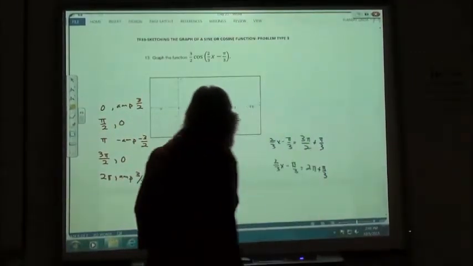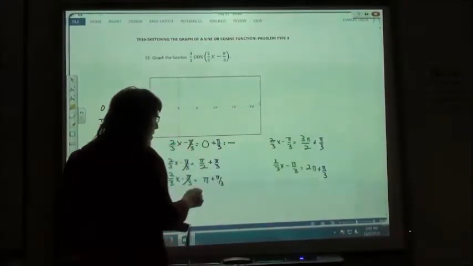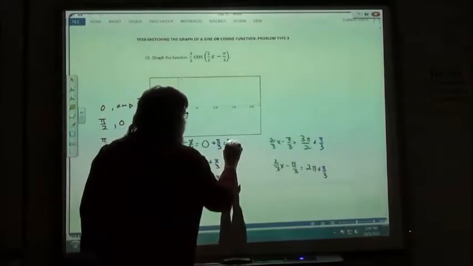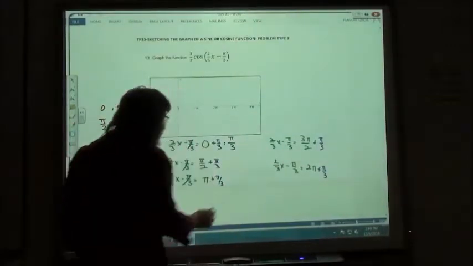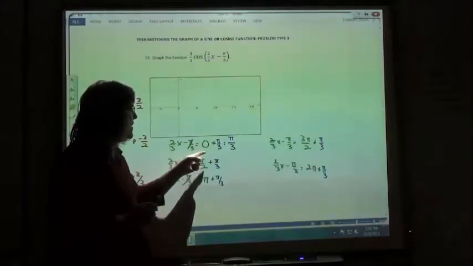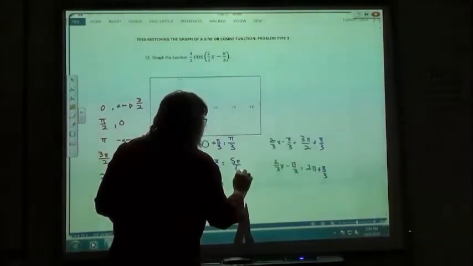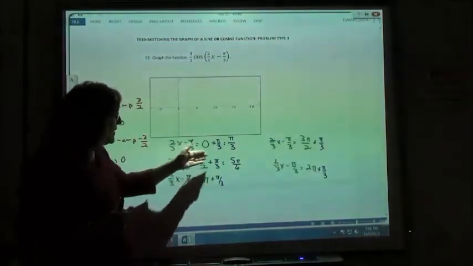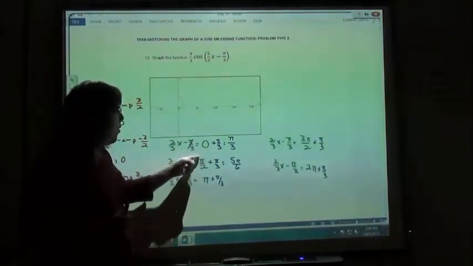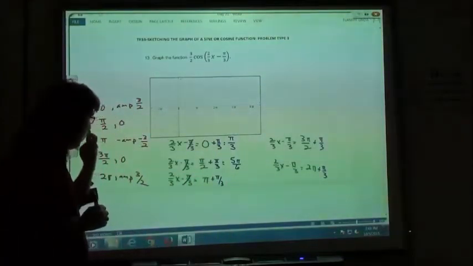Since I don't have a whole lot of writing room, I'm not going to do all of it on the board, but 0 plus pi over 3 is pi over 3. Here, I'm going to have it over 6, so 3 pi over 6 plus 2 pi over 6 is going to give me 5 pi over 6. If you're bad with fractions, eliminate the pi and put a 1 there. 1/2 plus 1/3 should be 5/6, right?